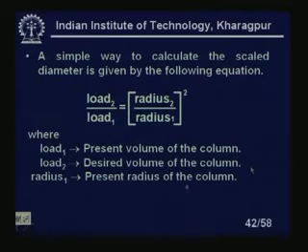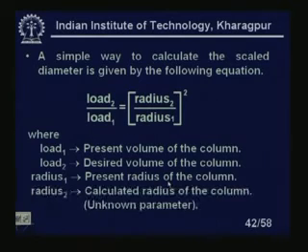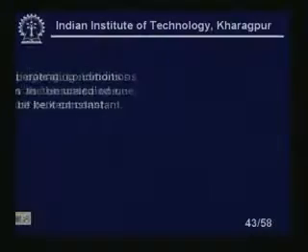Obviously, of the 4 parameters in the equation, 3 are known, so radius 2 can be calculated. This is the calculated radius of the column, and accordingly I can change it. It is a very simple formula, though with some limitations obviously.